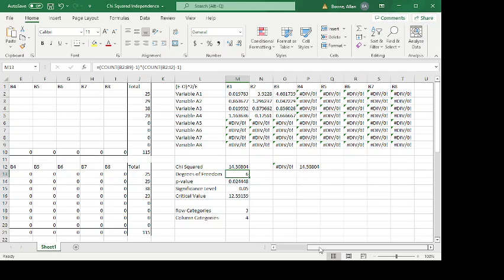Right. The p-value, just like it was for the chi-squared goodness of fit test, is the chi-squared distribution's right tail from the value and the degrees of freedom that we have. And then also we can do the significance level and find a critical value the same way that we did with the chi-squared goodness of fit test, where we use chi-squared inverse right tail, and then we just put in the significance level and the degrees of freedom, and there's our critical value.